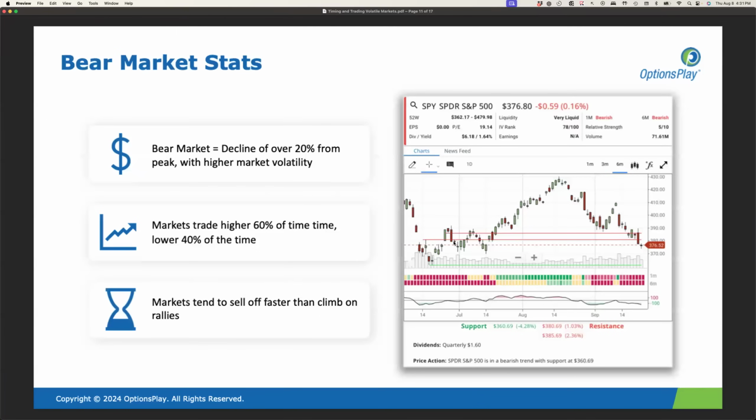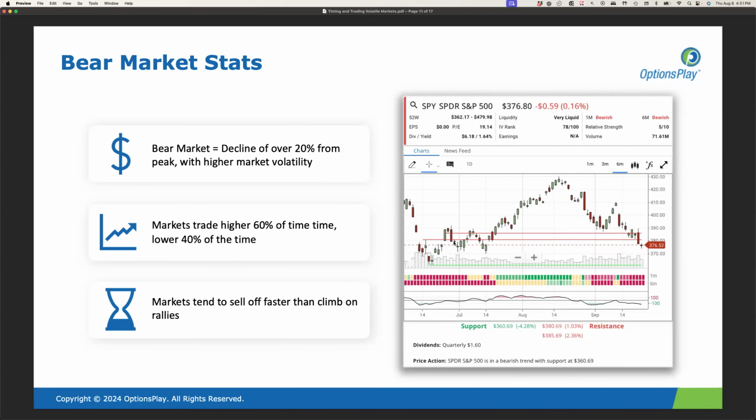Okay, so let's take a look at bear market stats. We're going to talk about this just so that you have some information about it, not necessarily because we believe that there's a bear market coming. Remember that we define a bear market as when the market declines more than 20% from its peak. Typically, you have higher market volatility. In this particular instance, we're not 20% down from the peak. The NASDAQ 100 on Monday did open technically in bear market territory and very quickly recovered from that by Tuesday.